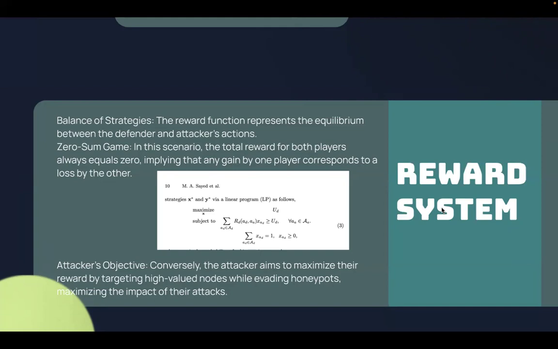Each node in the network is assigned a value Vi, reflecting its importance. The defender benefits more by protecting high-valued nodes with honeypots, while the attacker gains more by attacking high-valued nodes while avoiding these honeypots. So the attacker's objective is to maximize their reward by targeting high-valued nodes while evading honeypots and maximizing the impact of the attack.